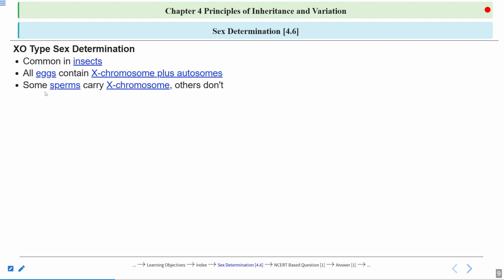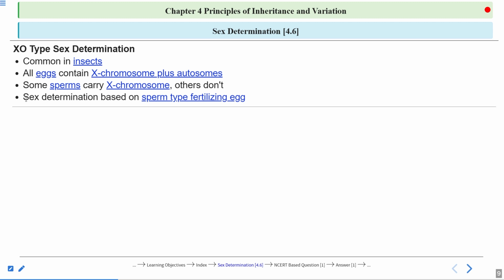And some of the sperms carry the X chromosome and the other sperms do not carry the X chromosome. Two types of sperms are being produced here and only one type of egg is being produced here. So all the eggs consist of an X chromosome along with the autosomes. But two types of sperms are being produced. Half of the sperm will contain an X chromosome and half of the sperm doesn't contain an X chromosome. Clear?